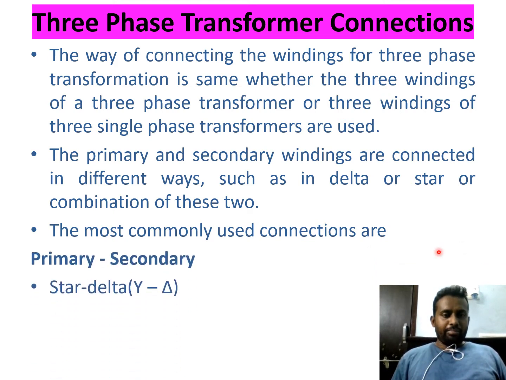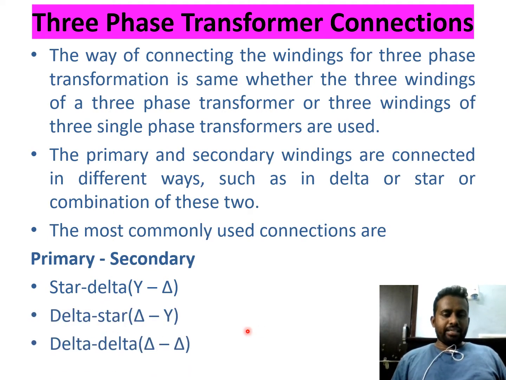If you see, primary can be star and secondary can be delta, or primary can be delta and secondary can be star, or both primary and secondary can be delta, or both primary and secondary can be star. There are other ways of connection, but these are the most prominent and important types of 3 phase transformer connections on primary and secondary.